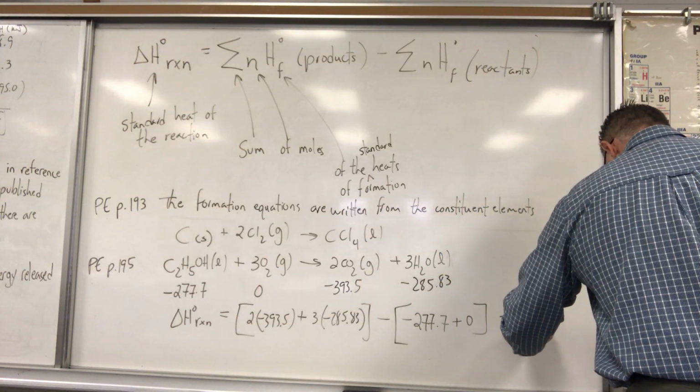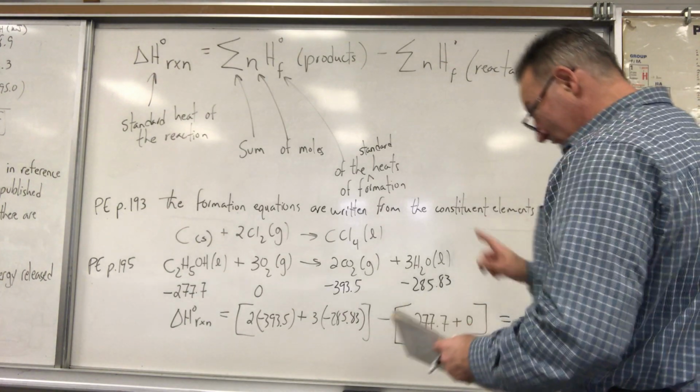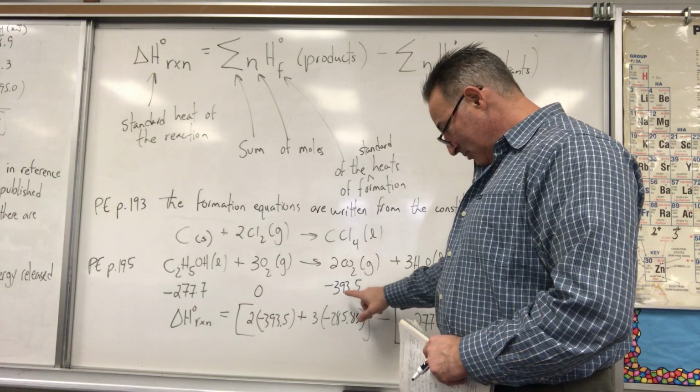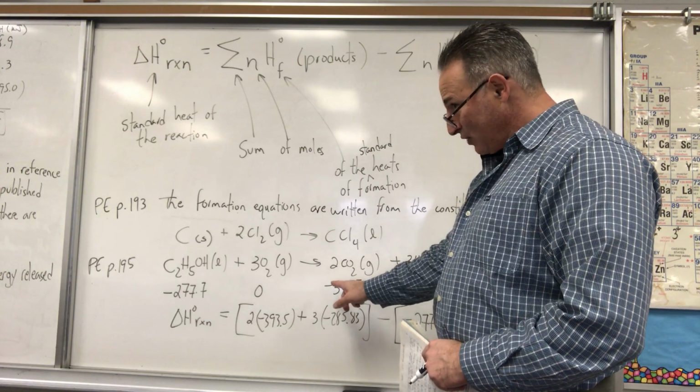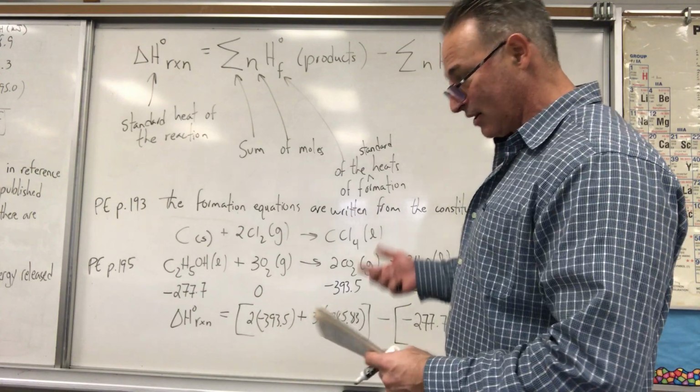negative 1,367 kilojoules. Now on this type of question, you got to be careful with your sign conventions. If the table at the back of the book says negative 393.5, don't forget that minus sign, or else all the stuff you do is going to be garbage after, because you're going to get the wrong number.